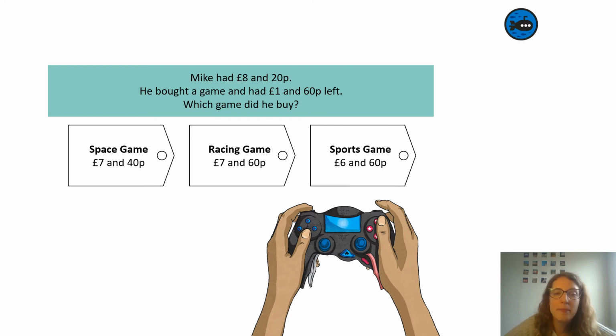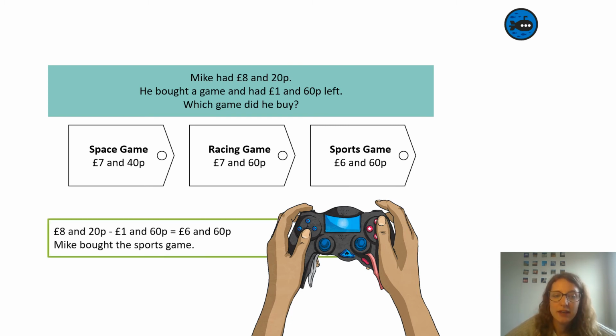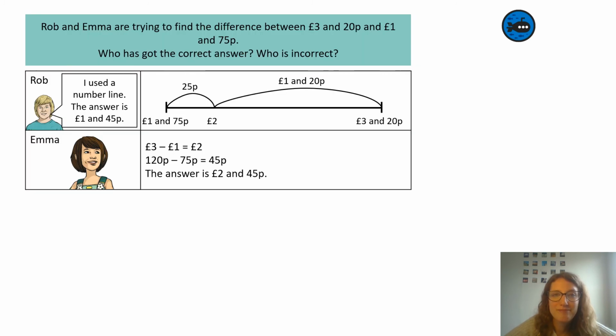Okay, so £8.20, take away £1.60 leaves us with £6.60. So which of those three games cost £6.60? Sports game. Well done.